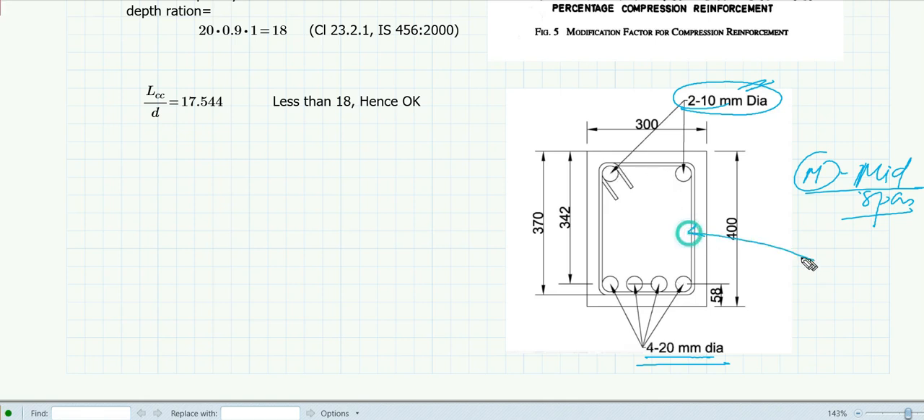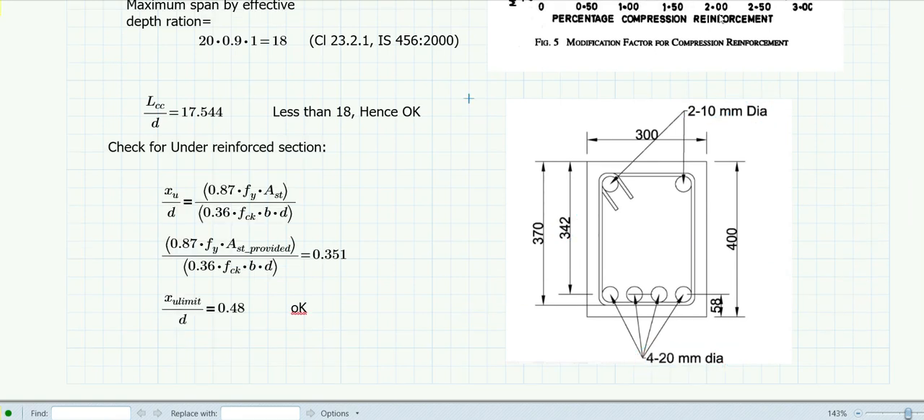The stirrup design also we have not done. For now we are just assuming 8 mm Tor bars. The center to center spacing of the bars we have not calculated, but for now we are sure about the 4-20 mm bars, and the dimensions: 300 mm width and 400 mm depth. The effective cover is 58, and the effective depth is 342. In the exam also you have to properly draw the cross section of the beam that you have designed.